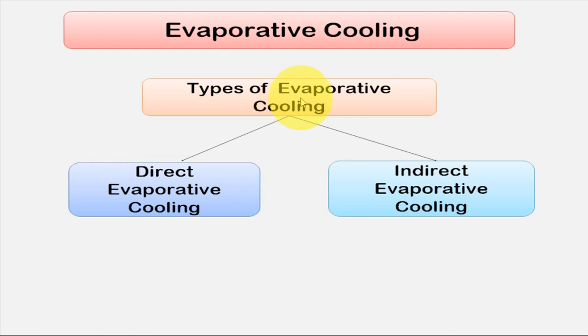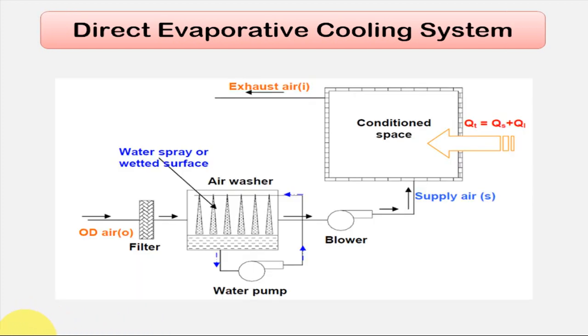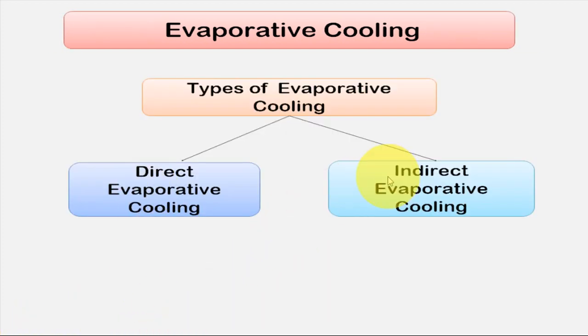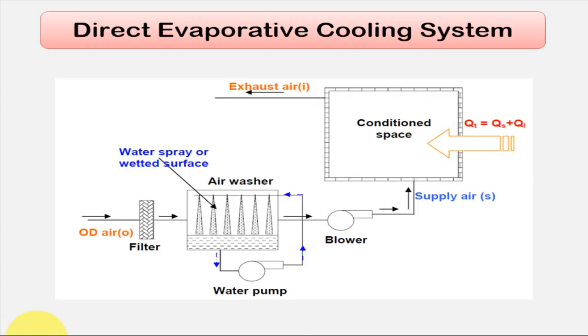I classify evaporative cooling into two types: direct evaporative cooling and indirect evaporative cooling. What is the difference between direct evaporative coolers and indirect evaporative coolers? We will learn now. This is the block diagram of a direct evaporative cooling system.